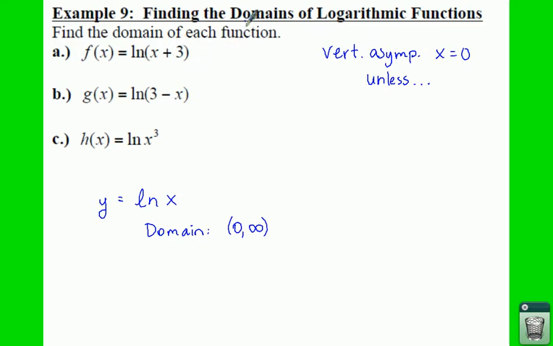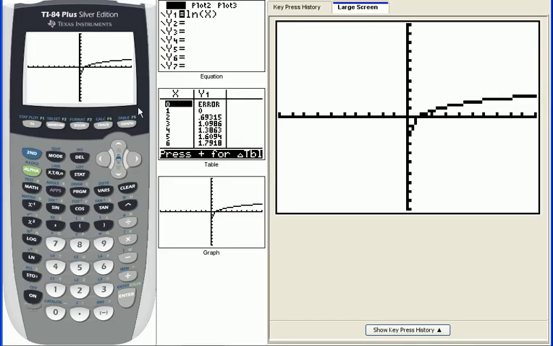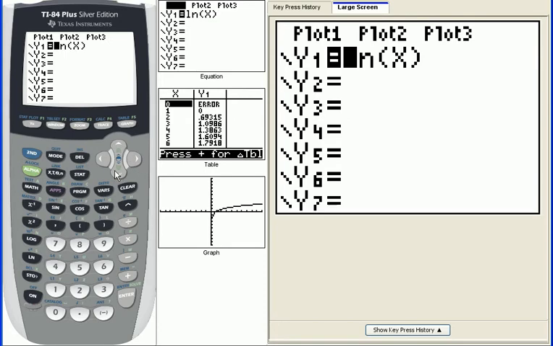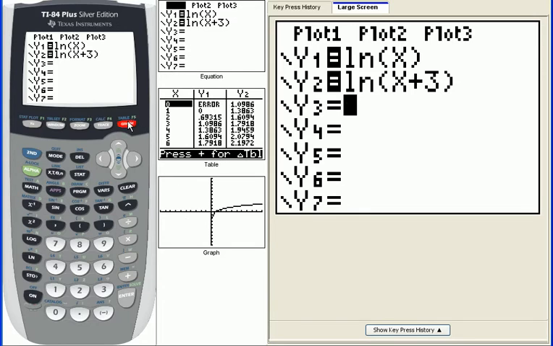Well, what's a minus 3 do to your vertical asymptote? Well, it should shift it to the left 3. So if we go to our function, and type in our graphing calculator natural log of x plus 3, that's a horizontal shift to the left 3. We should get a graph that's over here on the left.